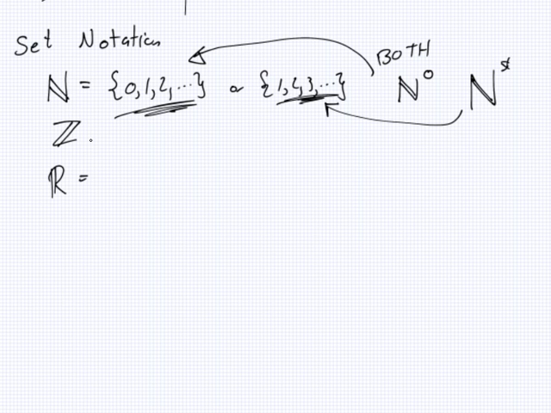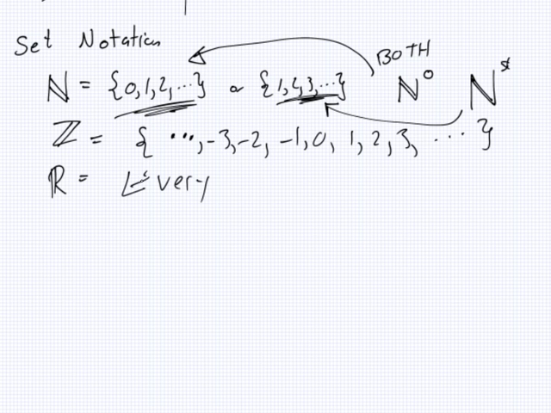But there is for these two. These are both positive and negative whole numbers. So you have all the negative numbers and all the positive ones like that. And this one is just every real number. Okay.